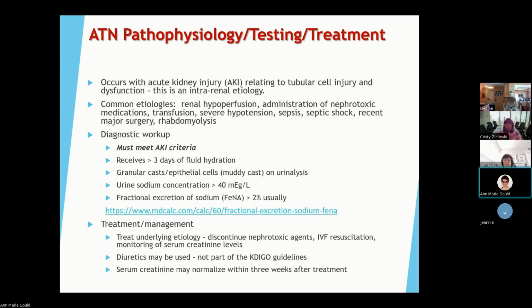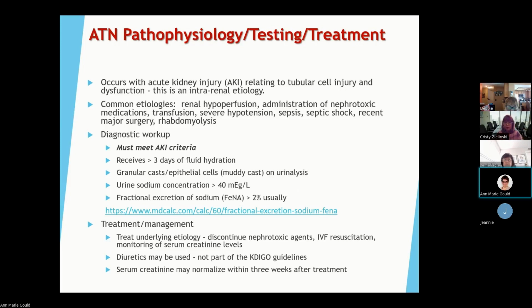Treatment and management, of course: treat the underlying etiology, discontinue the nephrotoxic agents, IV fluid resuscitation, monitoring serum creatinine levels. It's all the same thing that you would do when a patient's diagnosed with AKI, right? Diuretics may be used. That's not part of KDIGO.